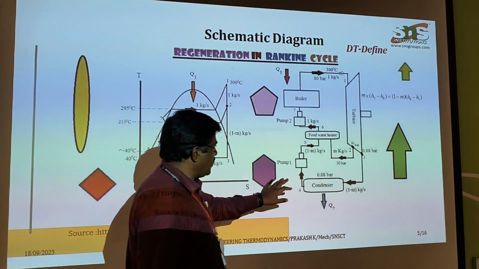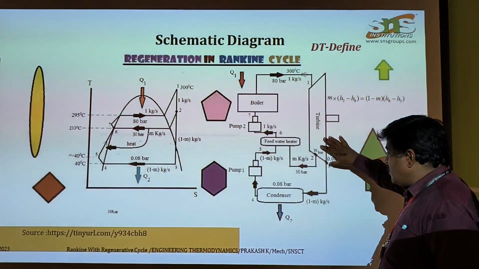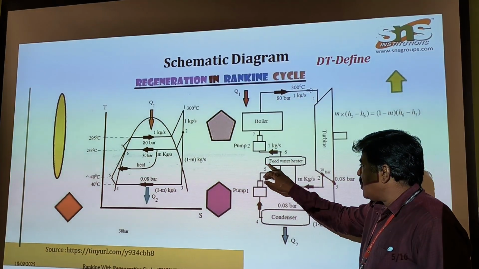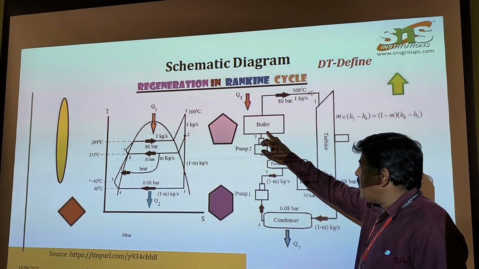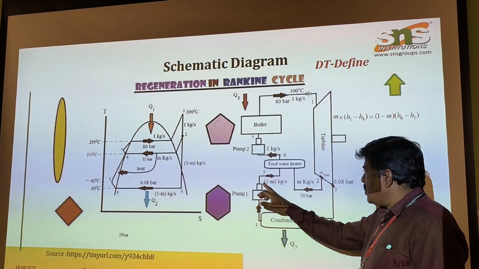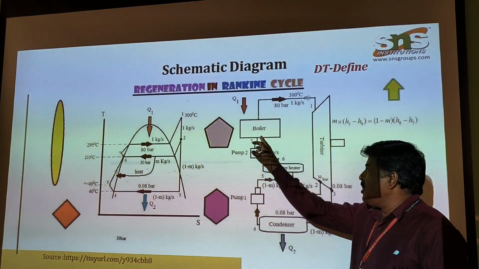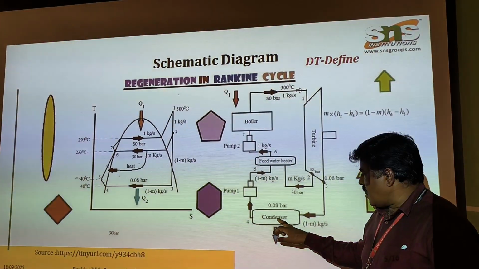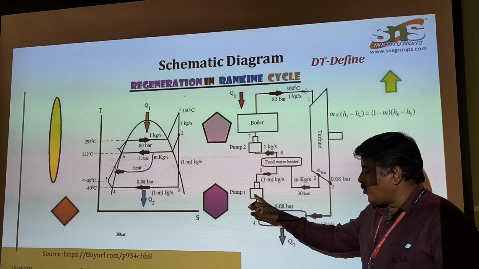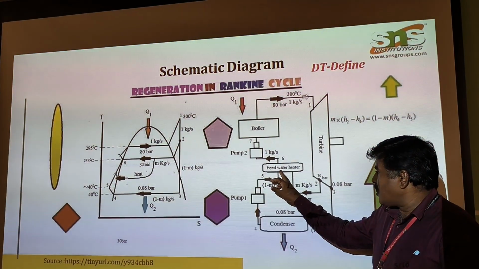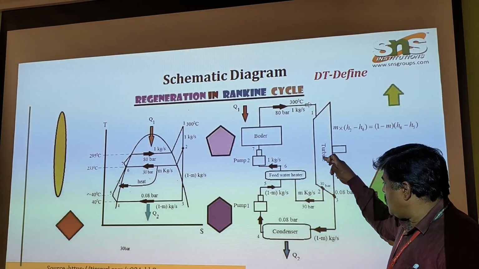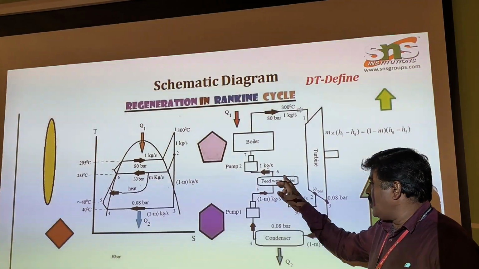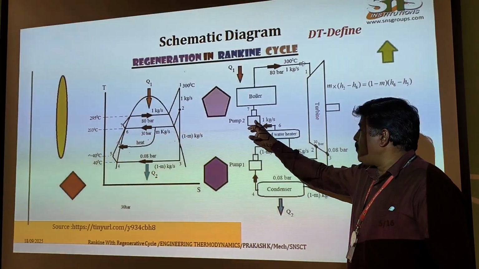As we discussed, there are two pumps here. This is the feed water heater, and the feed water goes into the boiler. In the normal Rankine cycle, this water is not heated; heating takes place only in the boiler. But in the regenerative cycle, the condensate from the condenser goes to pump 1 and is pumped to the feed water heater. Here, the steam taken from the turbine is used to heat the feed water. The feed water gets heated and is again pumped to the boiler.